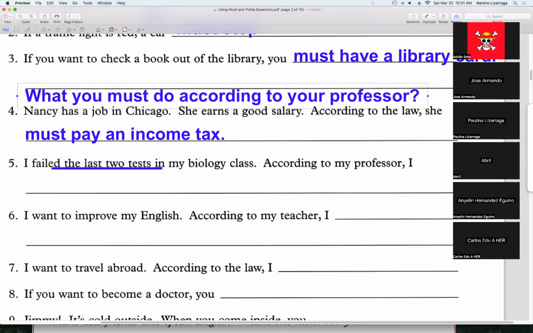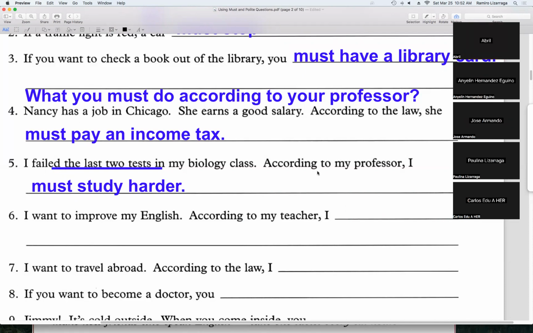Puede ser Paulina, Abril. Alguien que no haya participado, Carlos. I must study harder. Totally, I totally agree. So according to who, Abril? According to his professor. According to the professor, yes, to the biology professor. You're right. So must study harder. Oh yes, hard. Must study harder. Ahí está. Okie dokie.